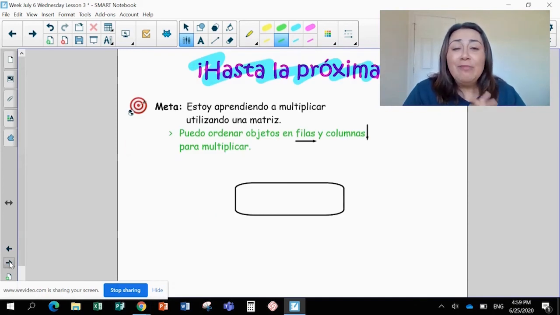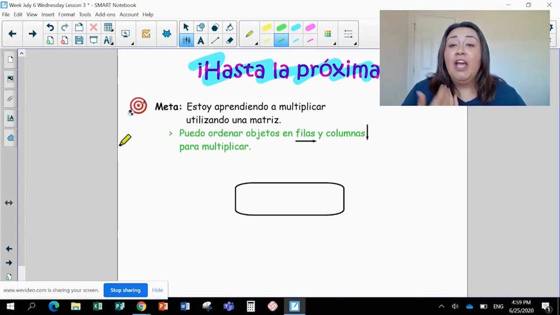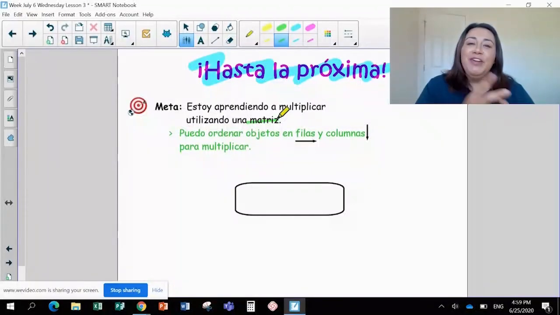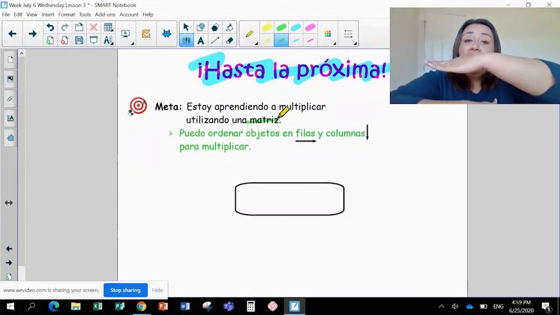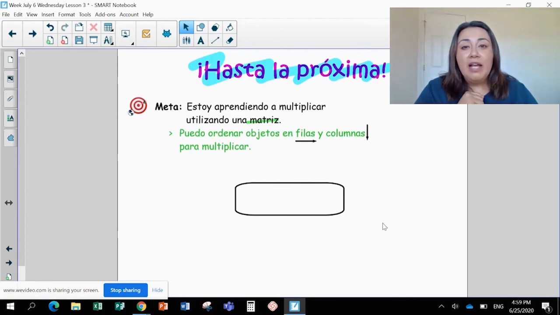Muy bien, niños, hemos llegado al final de nuestra lección y estoy muy contenta de que hoy estuvimos aprendiendo a multiplicar utilizando una matriz. Espero que hayan logrado poder ordenar objetos en filas y columnas para multiplicar. Ahora les doy un adelanto: el día de mañana vamos a estar aprendiendo a multiplicar usando una ecuación.